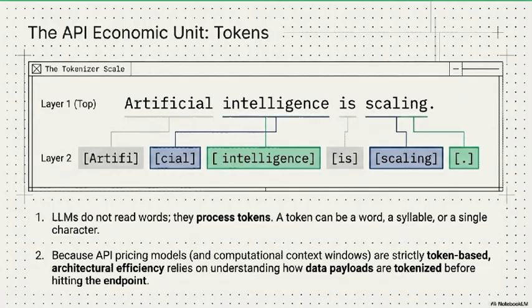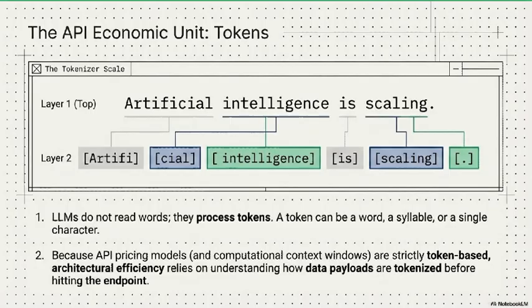Okay, that's intellectually interesting, but why do I, as an architect or a user, actually care how it slices the words? You care because of your budget. And you care because of the context window. API pricing is strictly token-based. You do not pay per word, you pay per token. And every model has a maximum context window, a hard limit on how many tokens it can hold in its short-term memory at one time.